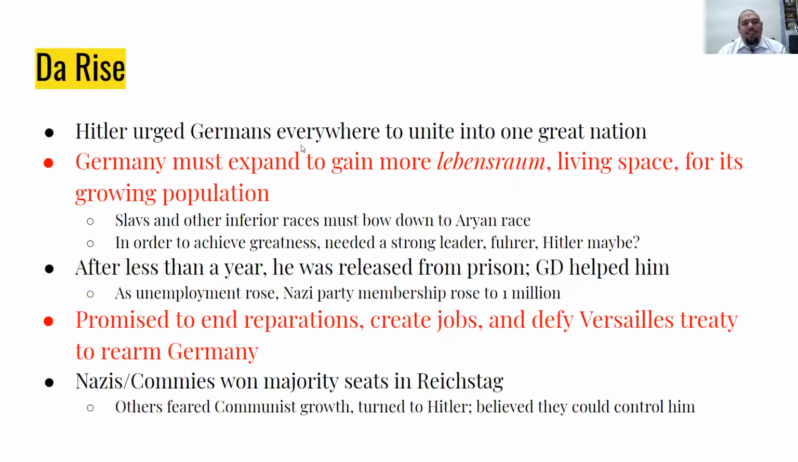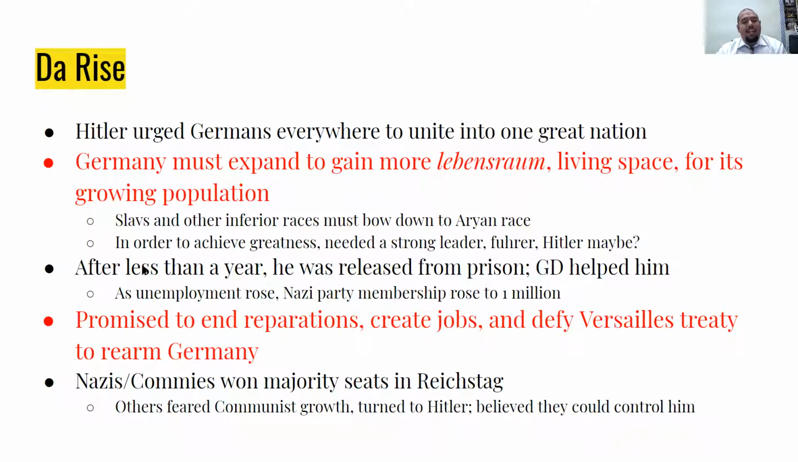So Hitler urged Germans everywhere to unite into one great nation. Germany, he explained, must expand to gain more Lebensraum, aka living space. Say that word with me, Lebensraum, for its growing population. Slavs, Jews, Gypsies, and other inferior races must bow down to the Aryan race. In order to achieve greatness, they needed a strong leader, the Führer, and that might be Hitler.